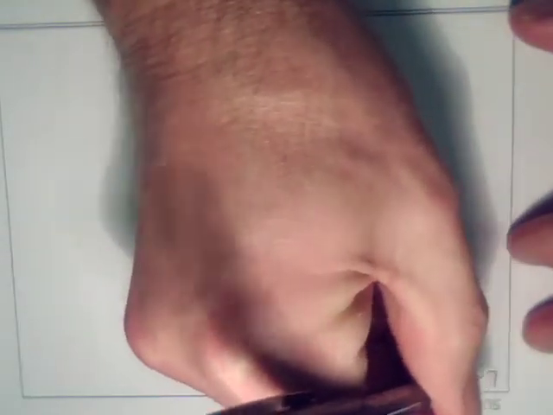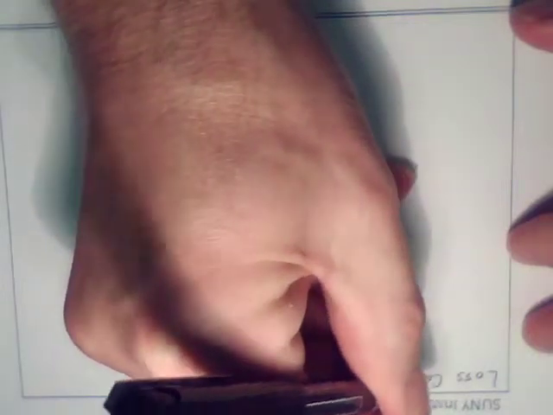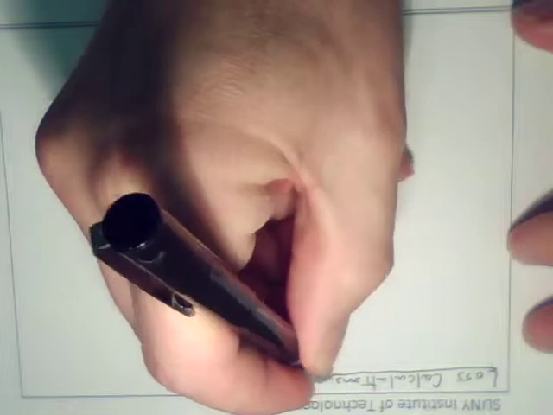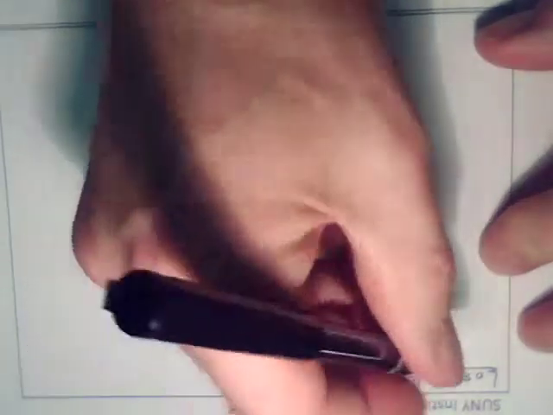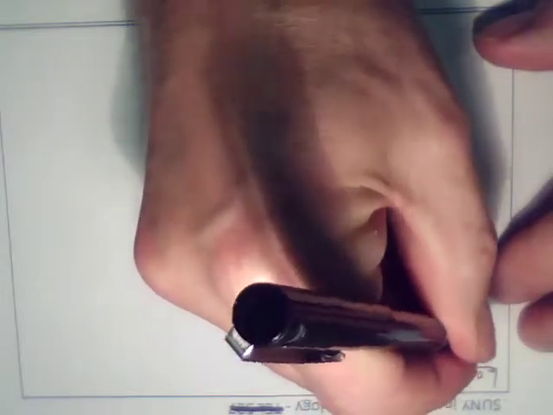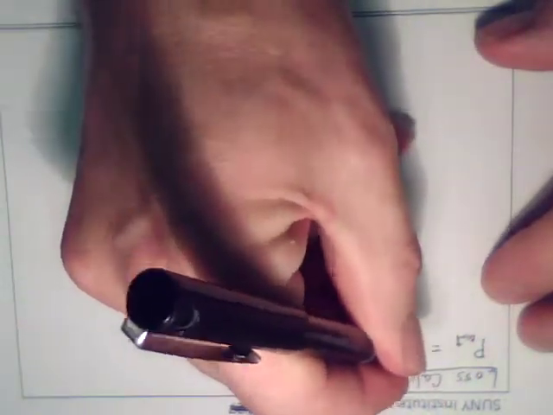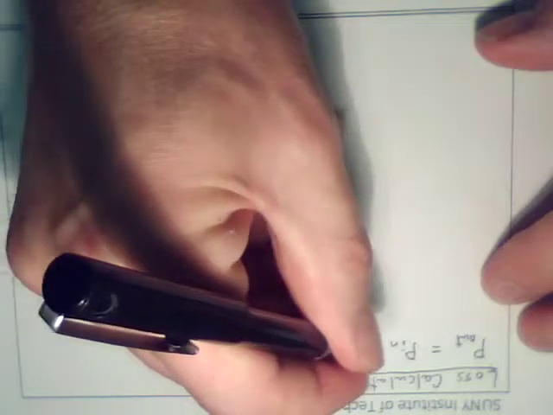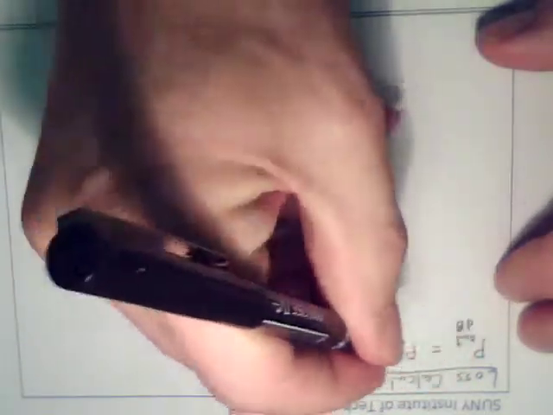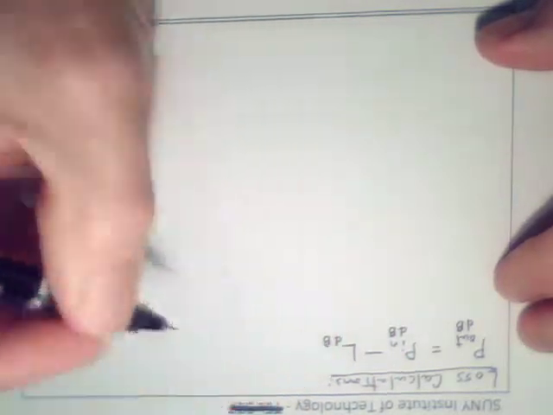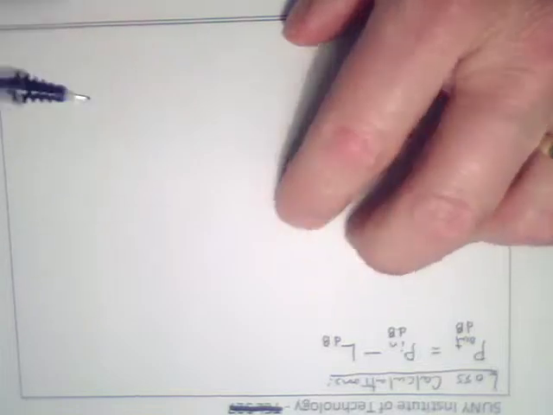Okay, the basic equation that we'll use, let me add a title here. The basic equation that we're going to use is the following. We're going to say that the power out is equal to the power in minus the loss. And I'm going to put dB subscripts on all three of these quantities to make it very clear that they all have to be in decibel units.